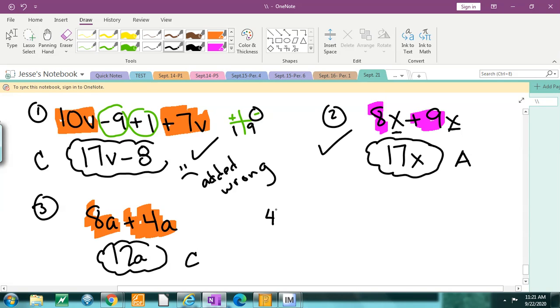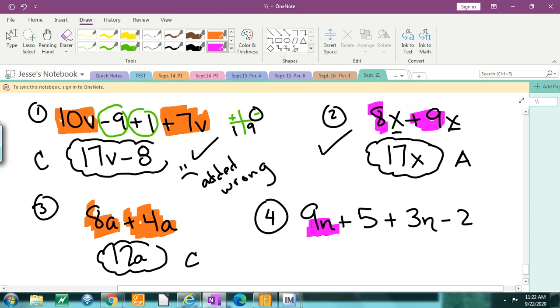Number 4 is 9n plus 5 plus 3n minus 2, right? So what are you looking for? You're looking for the 9n's. Which one else has n? 9n plus 3n. What's that? 9, 10, 11, that's 12n's. So I'm going to go ahead and put 12n. All right, so far so good.